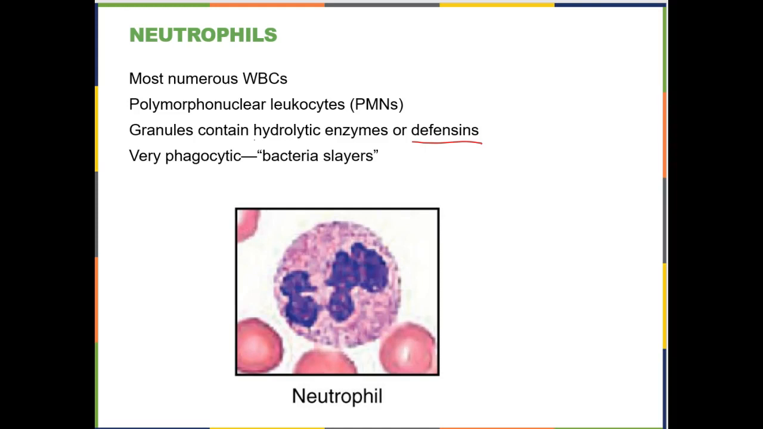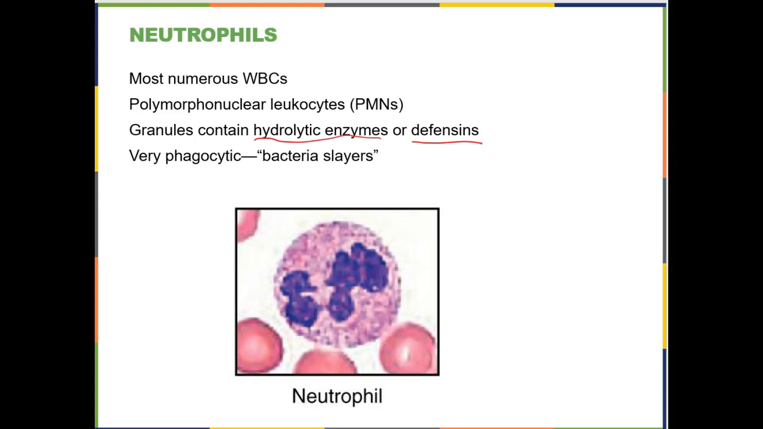Well, actually, it's 2 things. It's hydrolytic enzymes and defensins. The defensins, what they do is poke holes in bacterial cells, and then the hydrolytic enzymes start digesting the bacteria, and then the neutrophil itself will phagocytize the bacteria that it just killed.